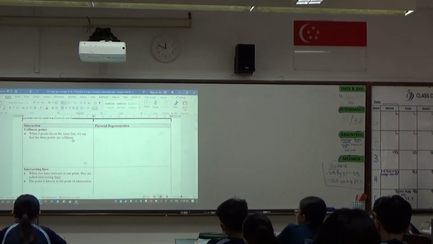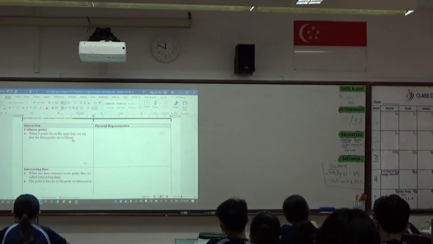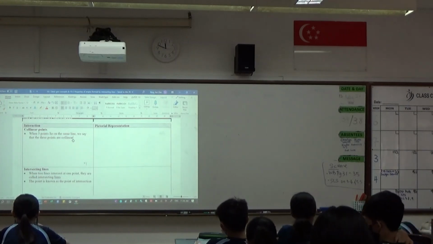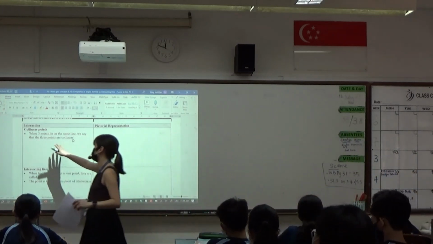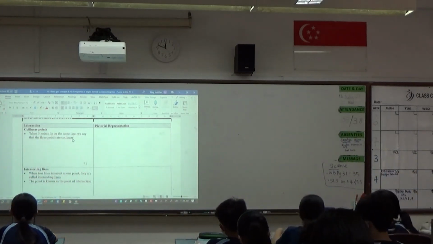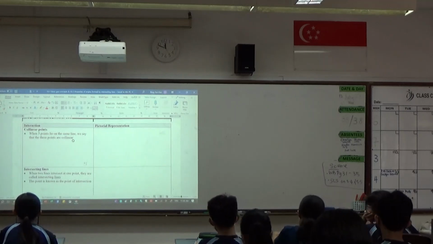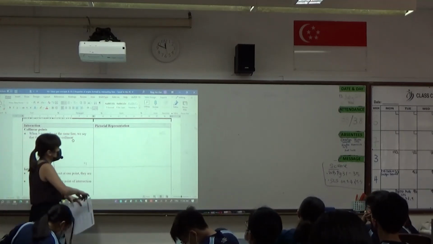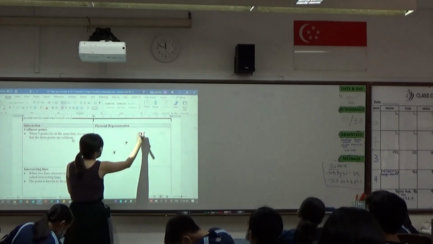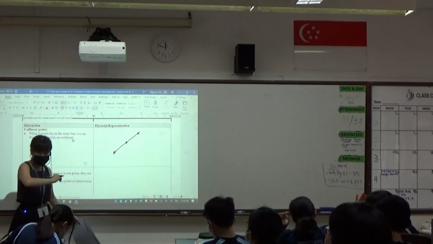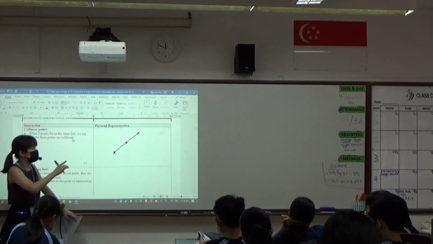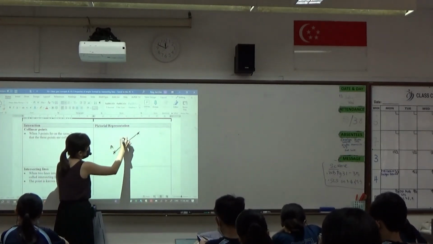Intersecting lines as well as perpendicular and parallel lines. Okay. So what exactly are collinear points? Collinear points, as it describes here, are 3 points that lie on the same line. Any 3 points, as long as one straight line can pass through them, are what we call collinear.